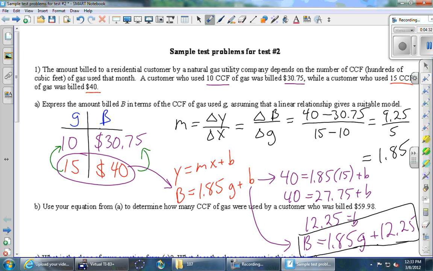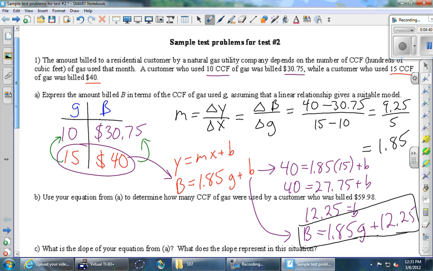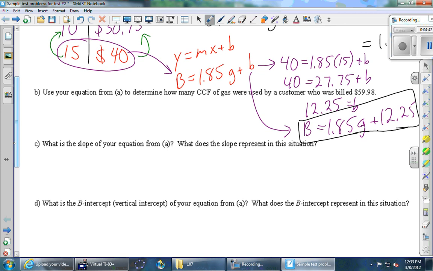Part B, use your equation from A to determine how many CCF of gas were used by a customer who was billed $59.98. So we're going to use that final equation, the one that's boxed. And we know that we're supposed to be billed $59.98. You have two choices. You either plug in the $59.98 for the B or for the G. The B is supposed to stand for bill, so that feels like we should plug it in over there.